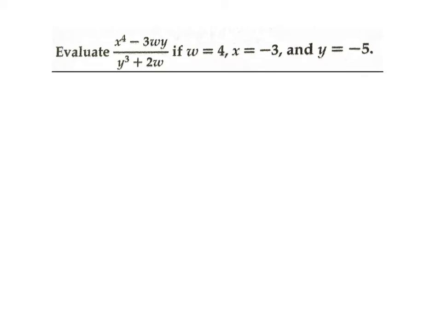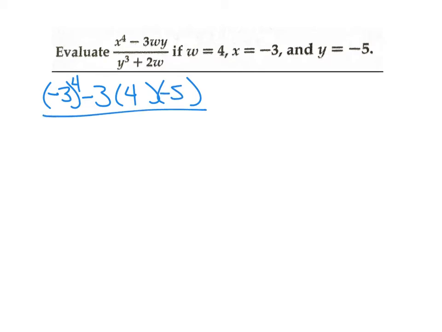Our steps are still the same, where the first thing we want to do is to substitute all the values into our expression. So when we have x to the fourth, x is negative 3. I want to take that entire number to the fourth, minus 3 times w times y, where w is 4 and y is negative 5. All of that is going to be divided by y to the third plus 2w, where y is negative 5 and w is 4.